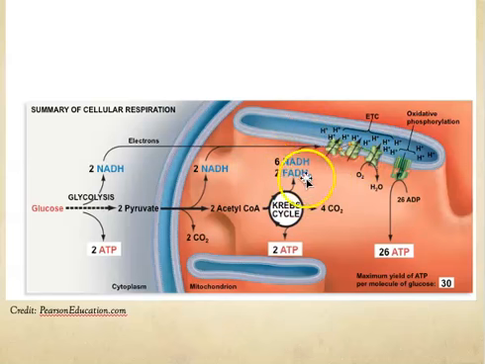The electron carriers are oxidized. They're going to lose the electrons. The electron transport chain is going to get reduced. They're going to gain the electrons. The electrons will be passed down this chain of proteins, and the energy from those electrons will be used to pump hydrogen ions into the intermembrane space.